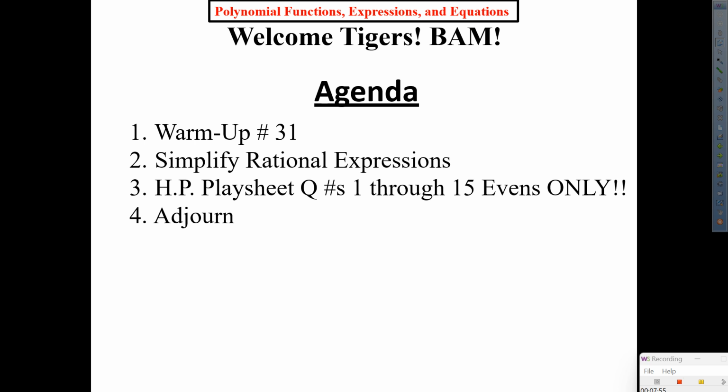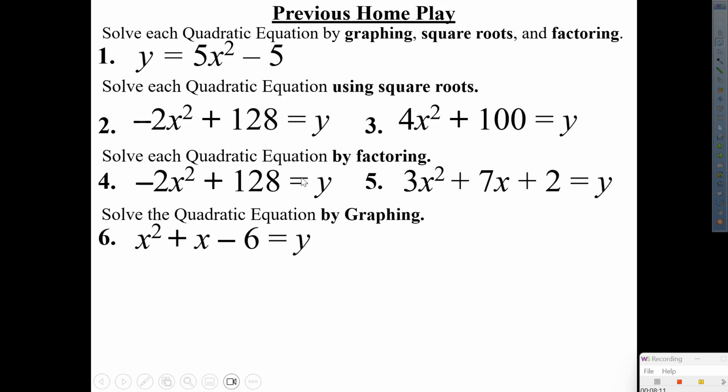All right. So once again, last night's home play was those 6 problems. Tonight's home play, only those. You're like, what, Mr. Q? Fractions with polynomials? Oh, yes. We got this. Let's go.